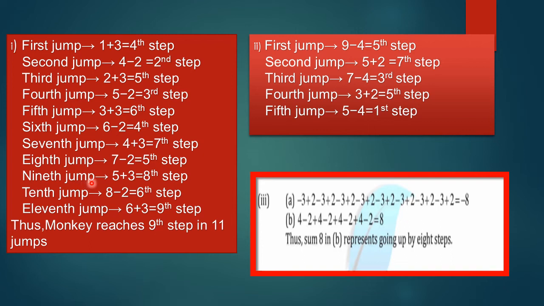Then the ninth jump, from the fifth step again goes forward 3, 5 plus 3 equal to the 8th step. Then the 10th jump, from 8 comes back by 2 steps. So 8 minus 2 equal to the 6th step. Then in the 11th jump, from the 6th step again goes forward 3. So 6 plus 3 equal to the 9th step. Remember, the water level is on the 9th step. Therefore, the monkey reaches the 9th step in 11 jumps. You can understand, I hope.